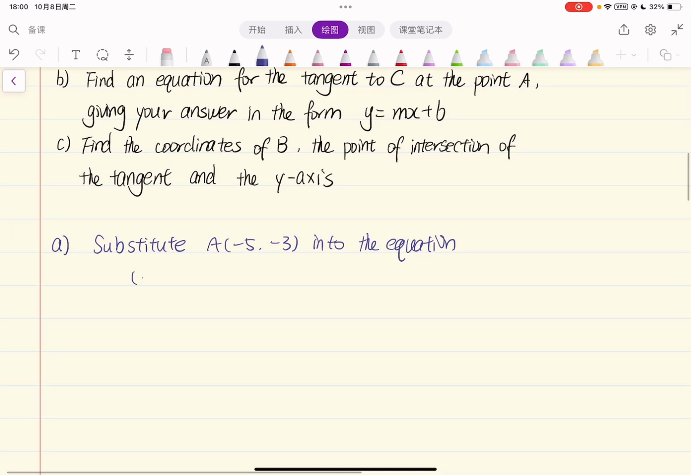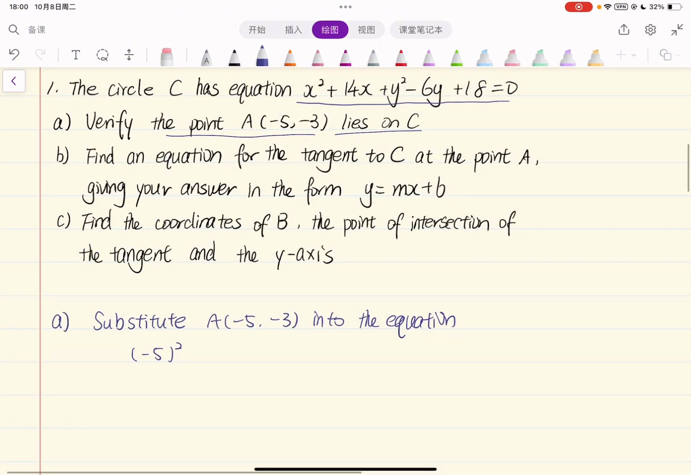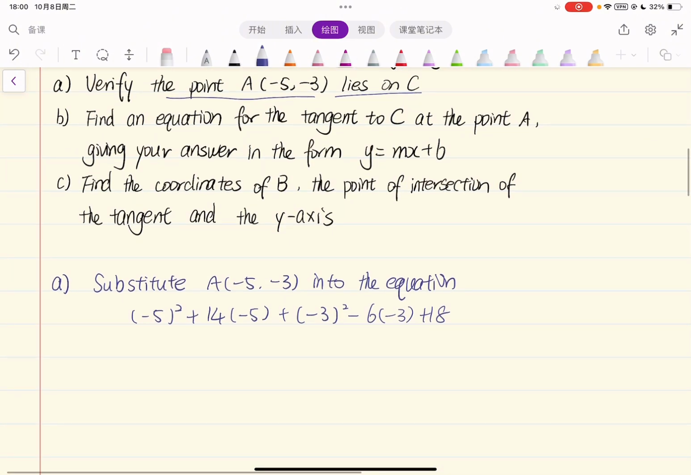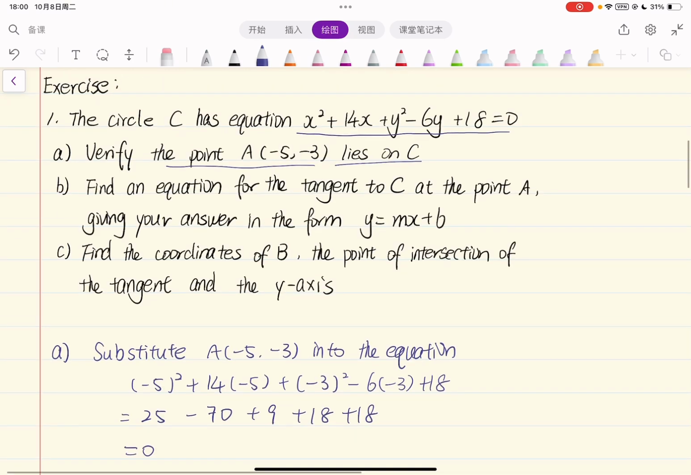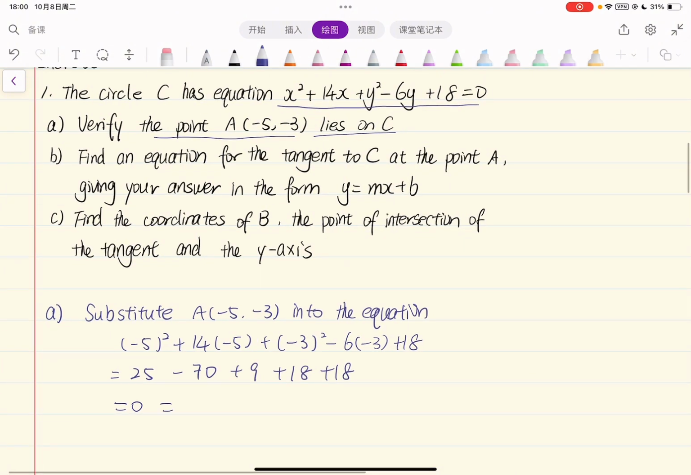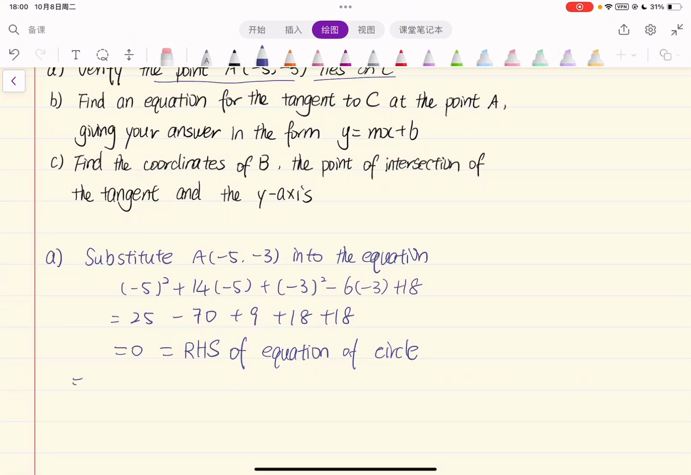We have (-5) squared plus 14 times (-5) plus (-3) squared minus 6 times (-3) plus 18. What we have is 25 minus 70 plus 9 plus 18 plus 18 equals 0. So that equals the right hand side of the equation of the circle. So it shows that A lies on C.